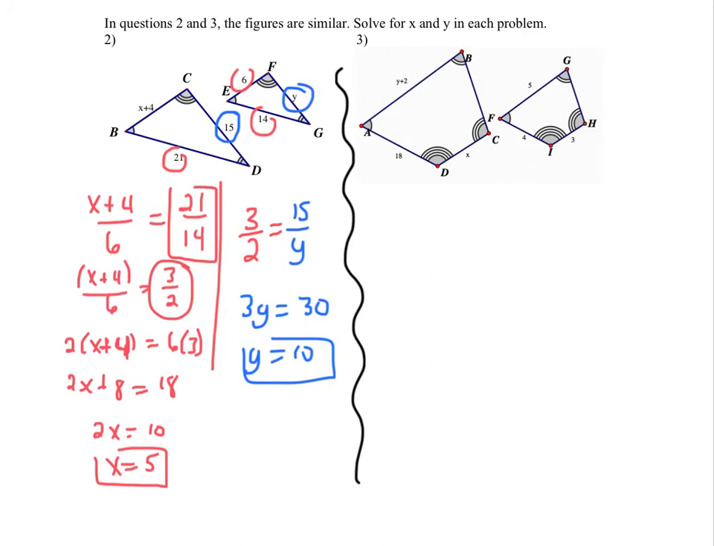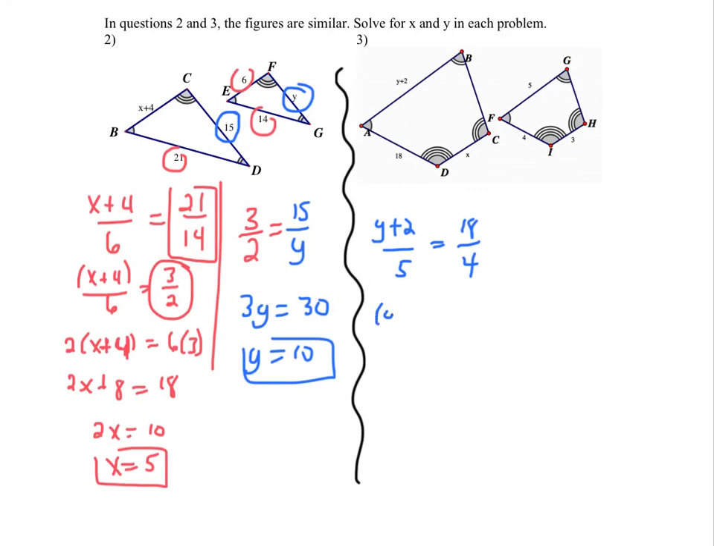Okay, for our last example, we're comparing these two quadrilaterals. Again, all the corresponding angles are marked congruent, and we're told that they're similar. So this would tell us that y plus 2 corresponds to 5, in the same way that 18 corresponds to 4. Again, I'm comparing the larger figure to the smaller figure.